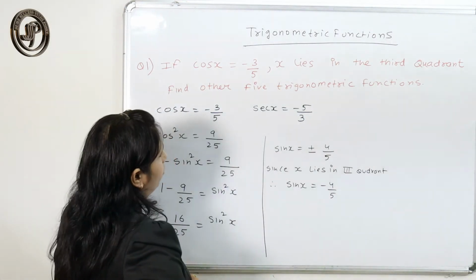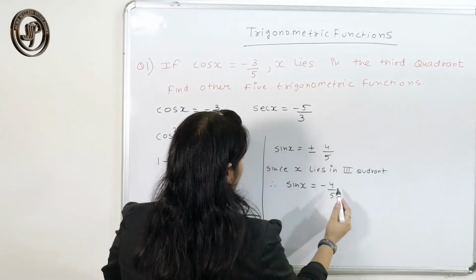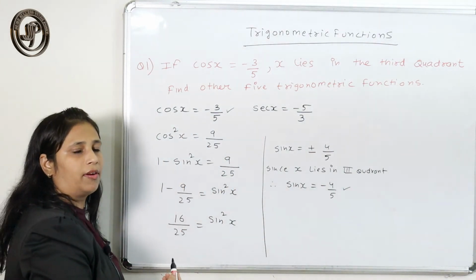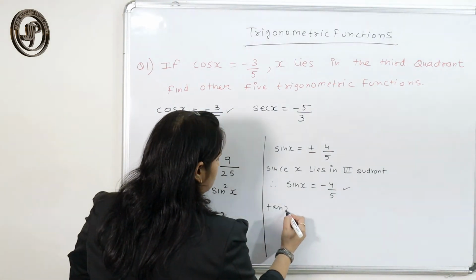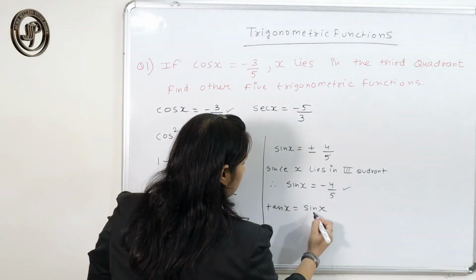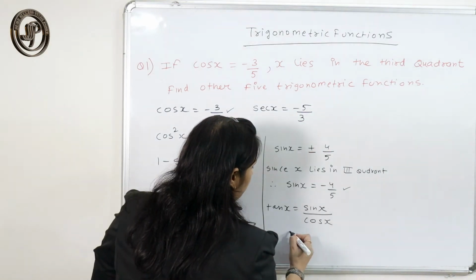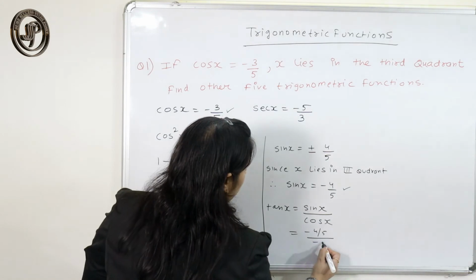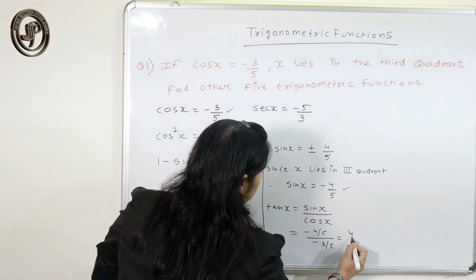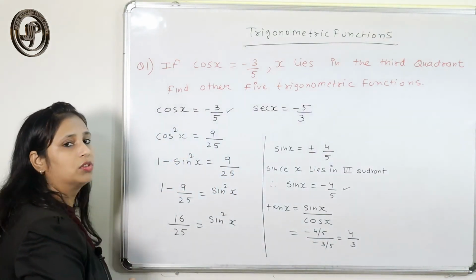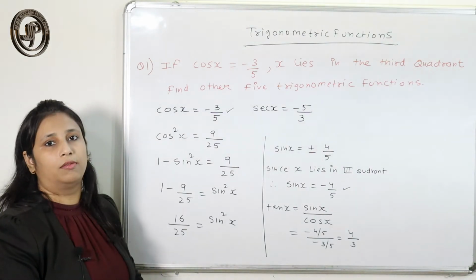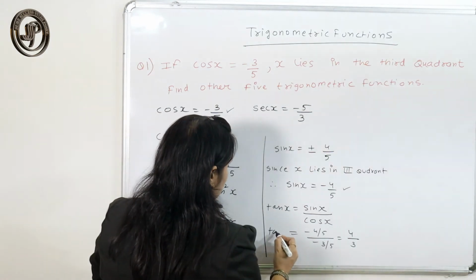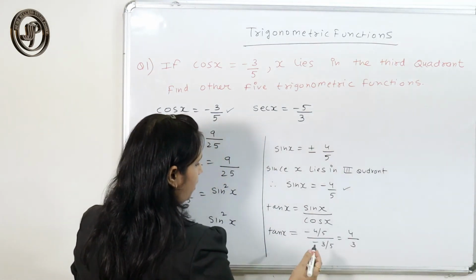Now if you have the value of sine and you have the value of cos, you can easily find the value of tan. So tan x will be what? Sin x upon cos x, right? This is minus 4 by 5 upon minus 3 by 5, which is equal to 4 by 3, and that is coming positive. That should be positive, because x lies in the third quadrant, and in the third quadrant tan is positive. So here tan x comes 4 by 3.